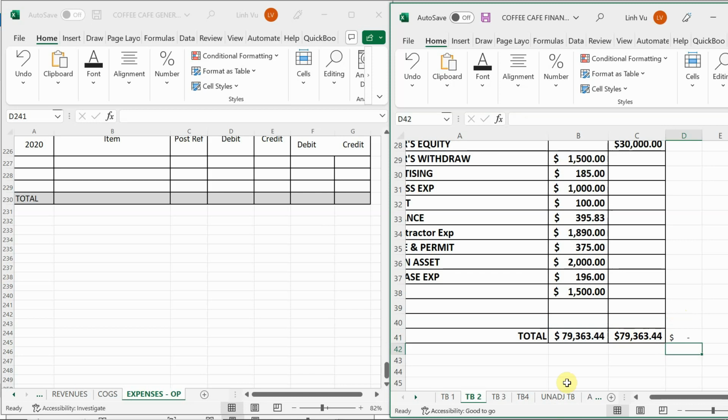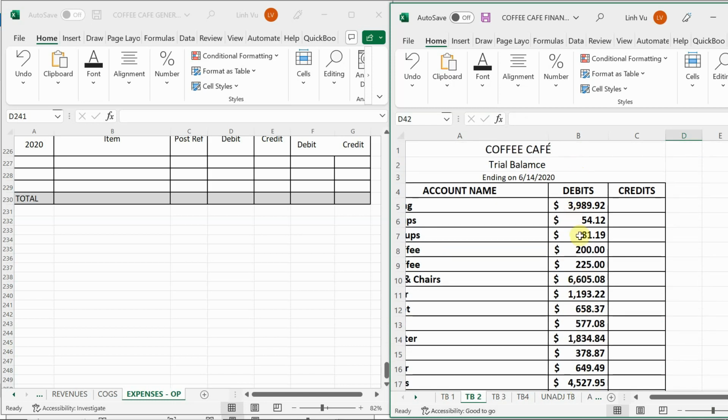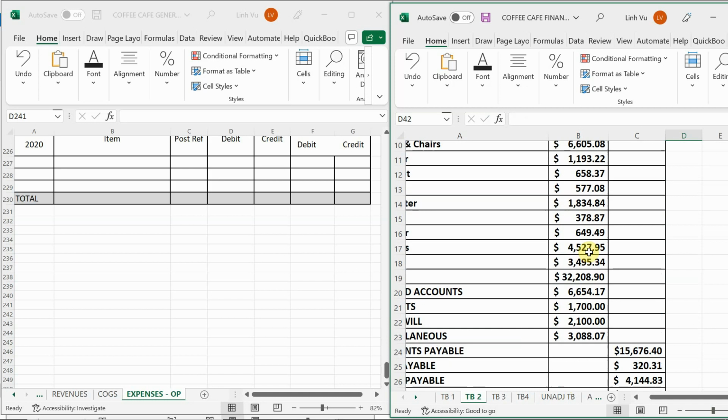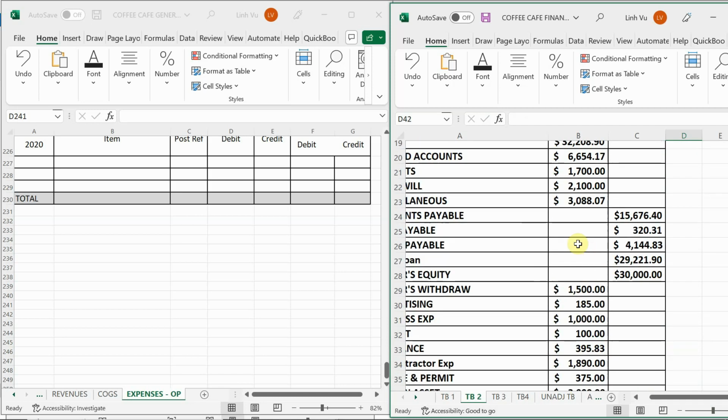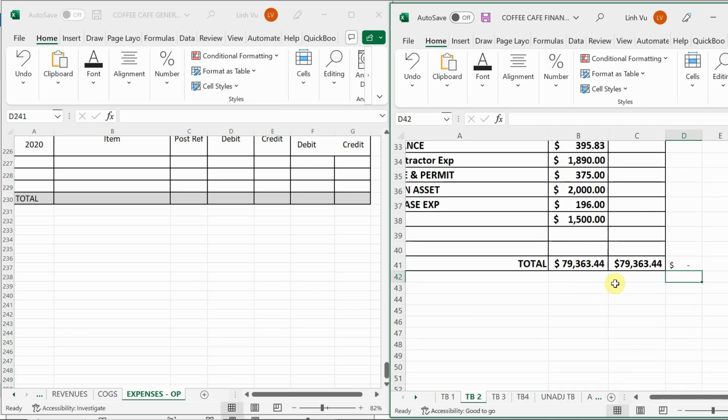Okay, so for the grand total amount of $79,363.44 on the left, with a $79,363.44 on the right. Okay, so awesome. That means my total assets and my total expenses, right? They equal up my liabilities and my equity. So that is good, right? That's my total debits equal my credits here.